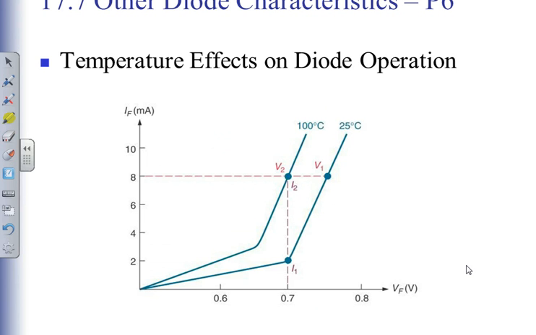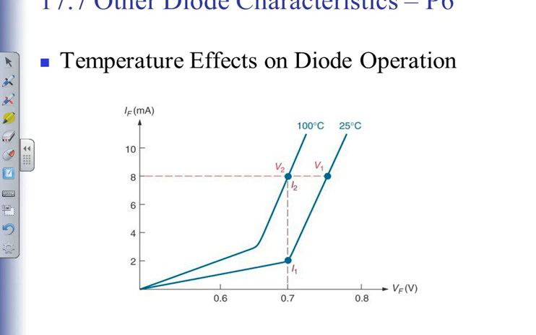The temperature effects on the diode. If I change the operating temperature of the room, or the temperature of the diode for that matter, because it's heating up, I change the operating characteristic of the diode. So my knee gets moved over, my voltages and my currents are different between 100 degrees centigrade and 25 degrees centigrade.